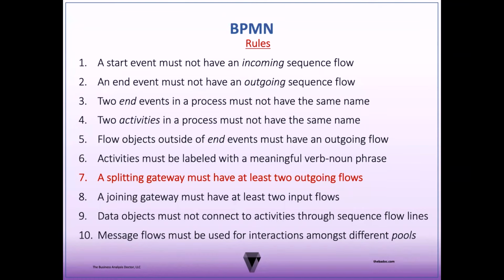A splitting gateway must have at least two outgoing flows. These flows need to be labeled to indicate the conditions that determine the flow. A joining gateway must have at least two input flows.